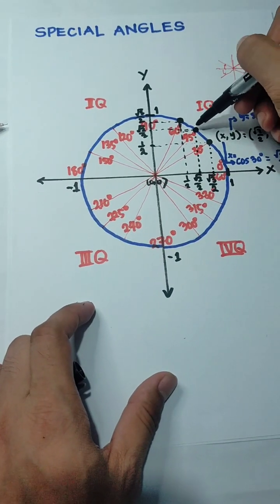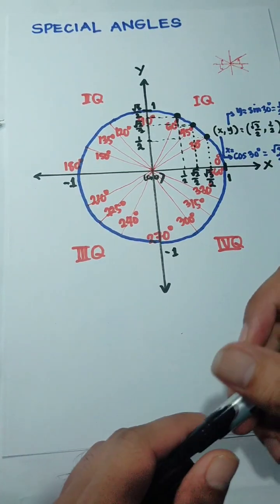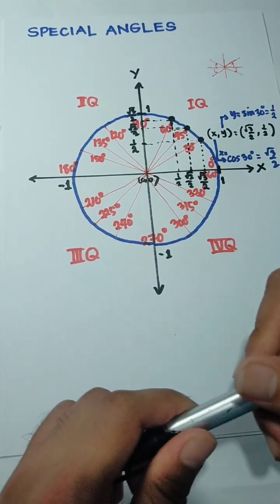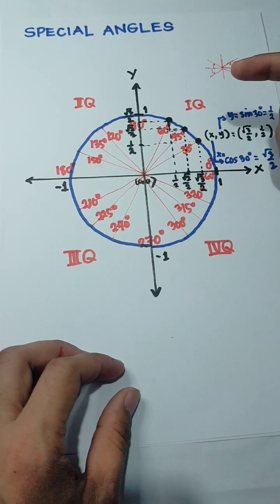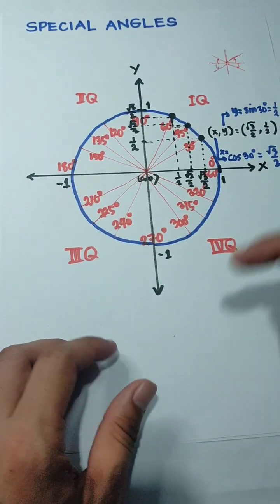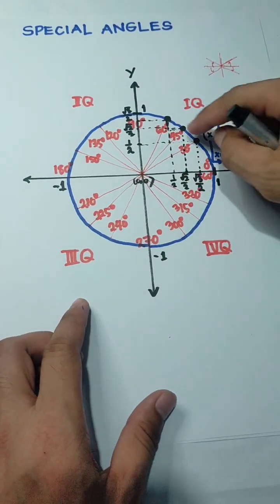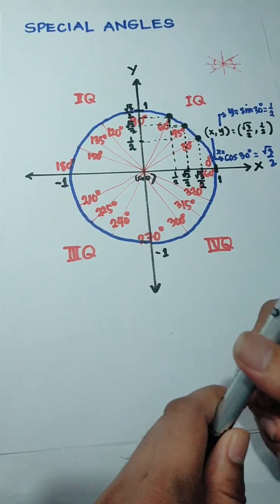This terminal point here gives us square root of 2 over 2 for x and square root of 2 over 2 for our y. So there are only three numbers that you need to remember: square root of 3 over 2, square root of 2 over 2, and 1/2. That's it. So it's just a mix of these three according to the given angles.